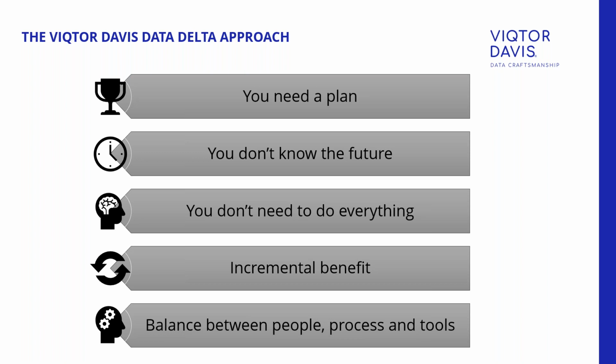The other key tenet to the data delta approach is you don't know the future. So that might sound a little contradictory to you need a plan, but you need to be able to understand all the business value points that you're working towards, but only be focusing on the immediate ones at one time, because you don't know what's going to change in your business. How many businesses stand still? You need to be able to evolve and be agile to your changing business. You don't need to do everything in one go, and you need to look at incremental benefits. So that's what this webinar is mainly going to focus on. So a lot more detail on those two in the following few minutes.